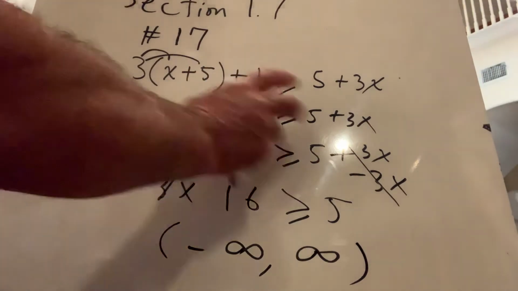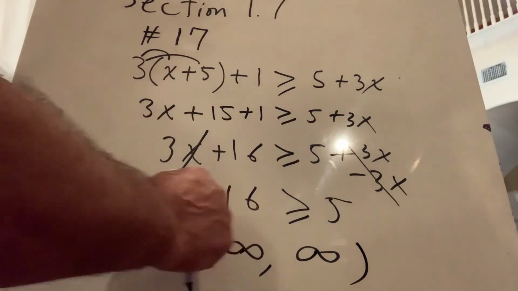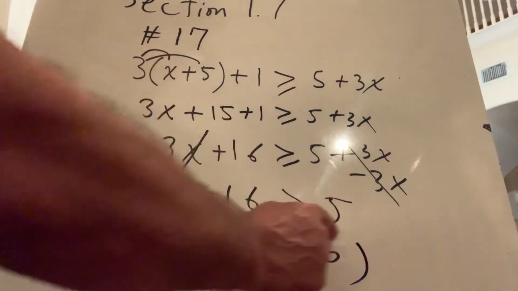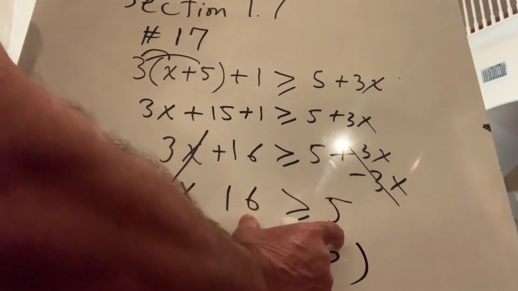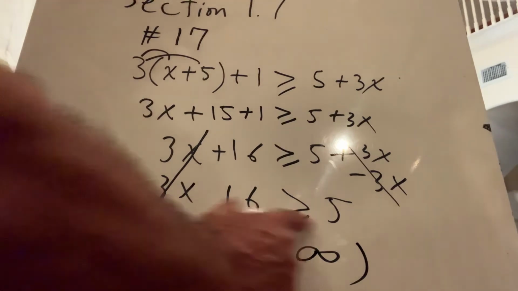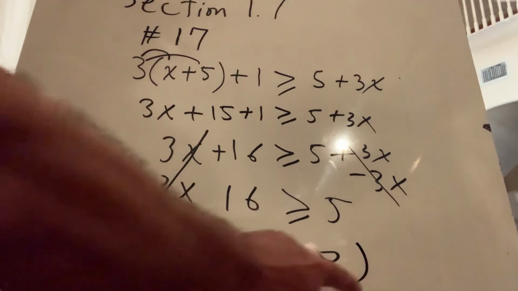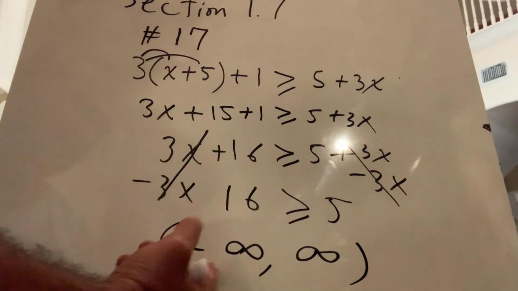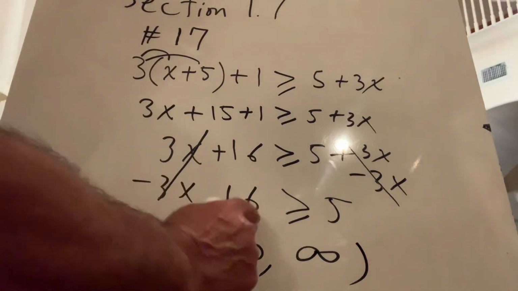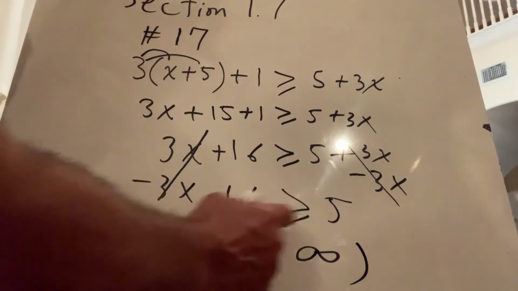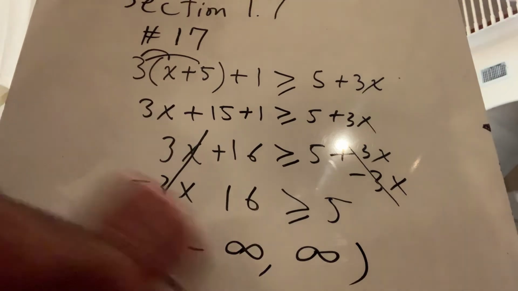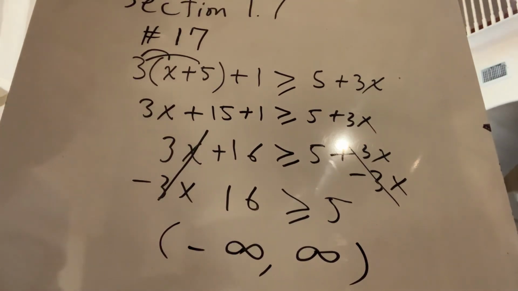So anytime all your x's go bye-bye and you have no x left, you just look at the final inequality. If that's a true statement, you say all real numbers are solutions, and you write all real numbers in interval notation as negative infinity, comma, infinity. If this was at the end an untrue inequality, then you say no solutions, okay? So these are what we call special cases.